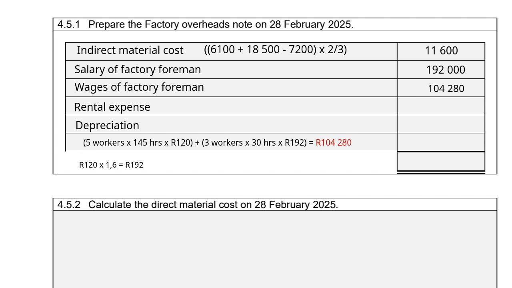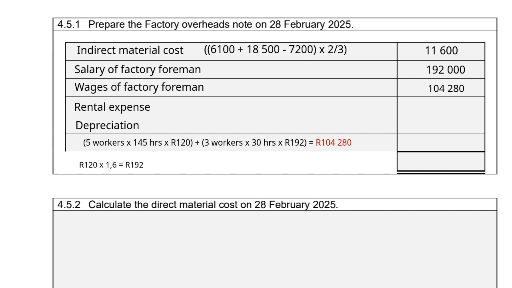For the rental expense, rent expense includes the rent for March 2025. There was no increase in the rental for the financial year. Rental is apportioned between the departments in accordance with floor space. Factory will be 200 square meters, administrative 80 square meters, and sales division 120 square meters. So 200 plus 80 plus 120 gives us a total of 400 square meters. So for our factory overheads, it will be a ratio of 200 divided by 400.